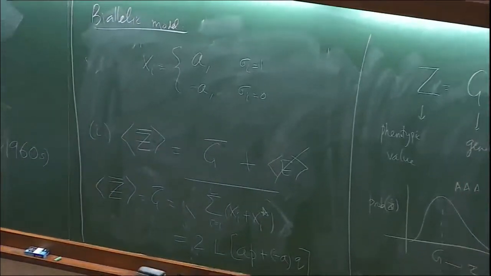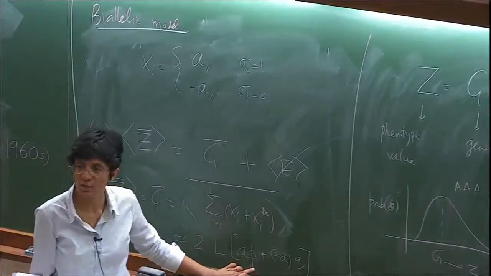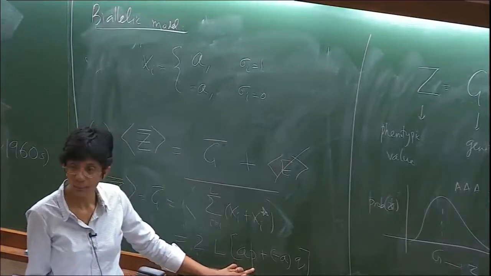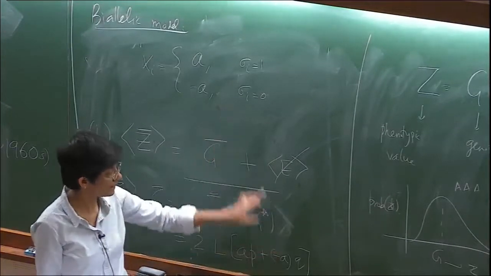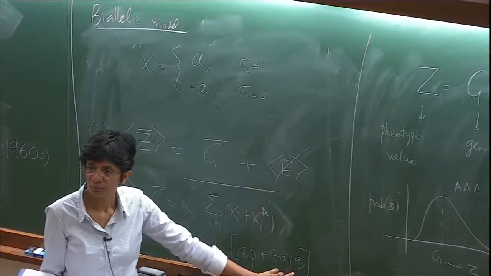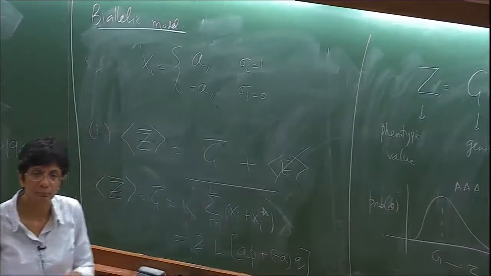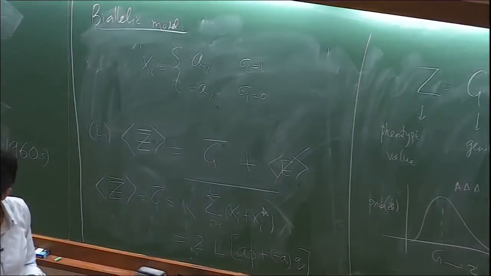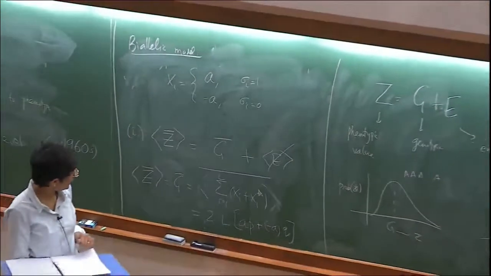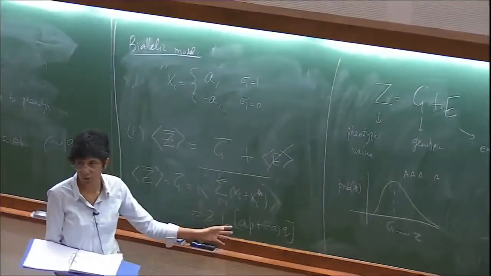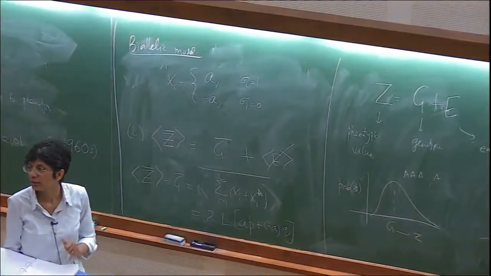So wherever you have A, you write an A there, and the frequency of A is P, and that of minus A is Q. Is this okay with people? And 2 because it's diploid, and L because there are L such loci. Yeah, makes sense?